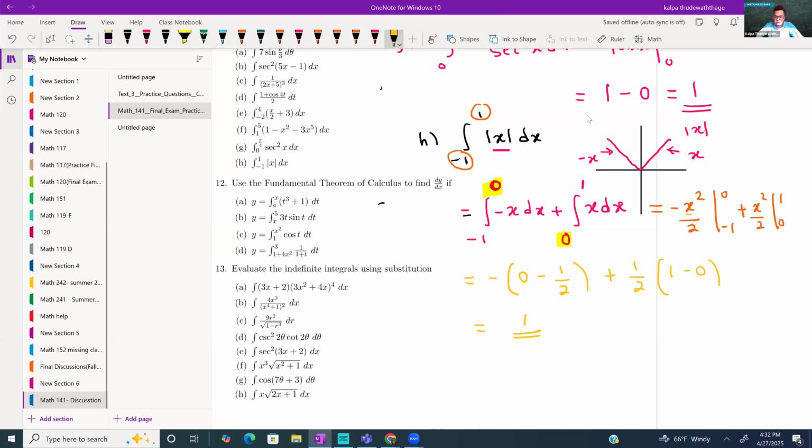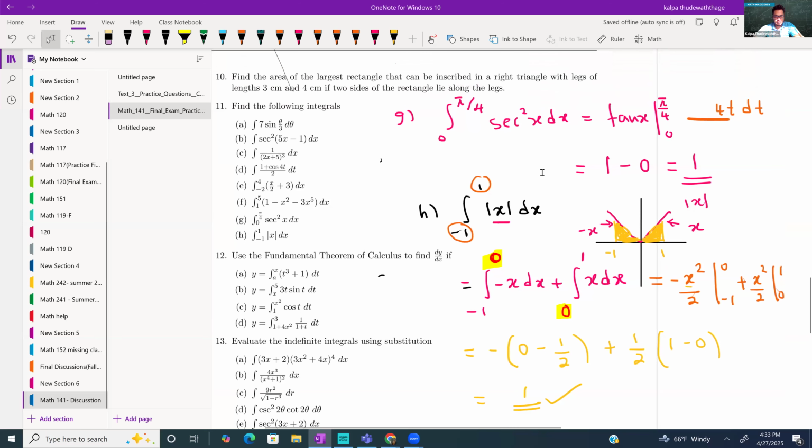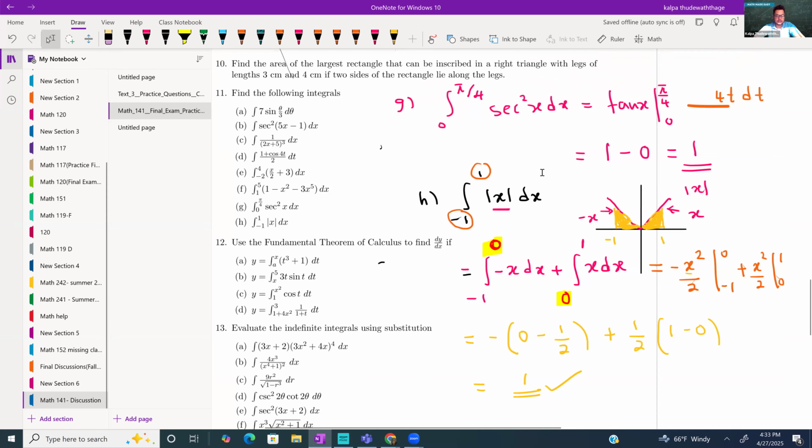That's the area under modulus x from minus 1 to 1. This is a triangle which has area half. This one also has the same area, half. Half plus half gives you 1. It's really finding the area under the modulus x between minus 1 and 1. So that's the first problem. How many problems? It's 8 questions, 8 parts. These 8 parts really check your ability to do simple integrations.